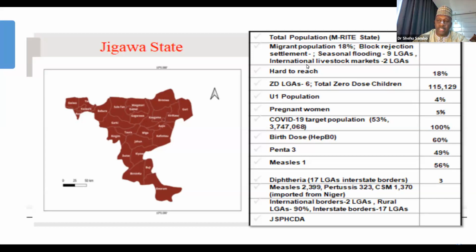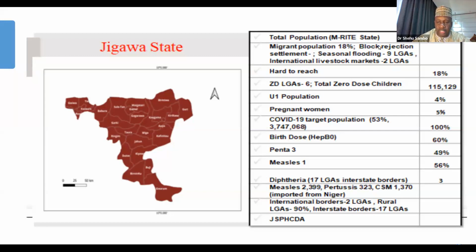Then each year we are expecting 5% of the women to be pregnant, which is also over 300,000. During COVID, Jigawa State did very well because we had 100% coverage of our targeted population, which is around 3.7 million children. You can look at the last Multiple Indicator Cluster Survey, which focuses more on immunization. The birth dose for hepatitis 0 is 60% according to that survey. Penta-3 coverage is 49%. Measles 1 coverage is 56%. So we have a lot of work to do.